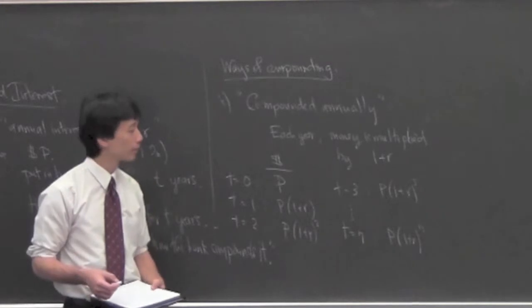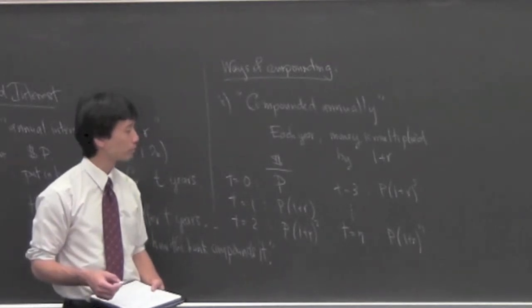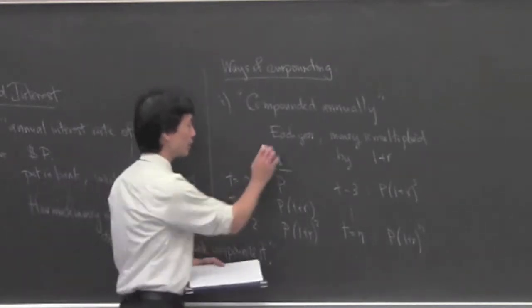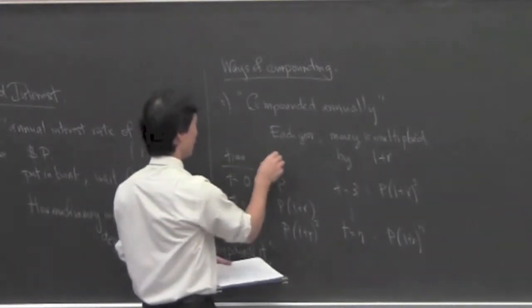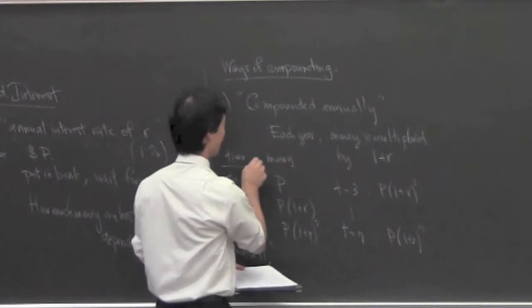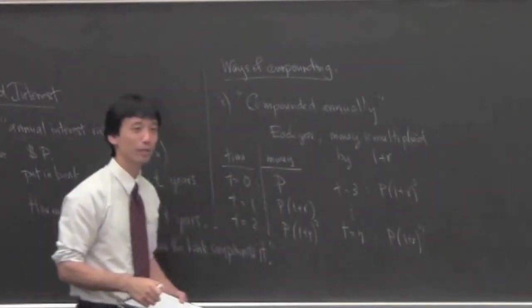For T equals 0, it's just P, right? It's not money over P. I just put money. Oh, okay. I just need to say that this is the time, and then this is the money. Okay. So I'm making a chart.